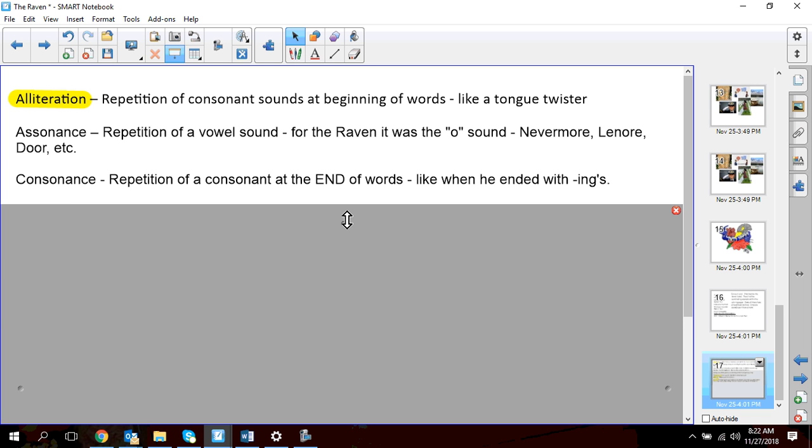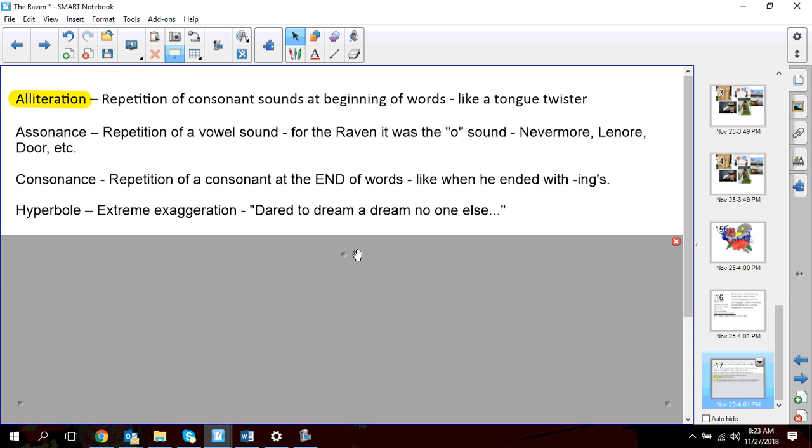When a poet ends words with lots of D's and T's and those kinds of things, it's because, like the tongue twister, Peter Piper picked a peck of pickled peppers, the P is repeated, but also the K sound in the middle of it. Okay? Hyperbole is that extreme exaggeration. For example, in the poem, he says he dared to dream a dream no one else had ever done. Well, how does he know that he's the only one that had this dream? So it would be kind of like, oh, I could just die if this happened, or I waited like a million years, but it was like 5 minutes. We are a species of hyperbole.